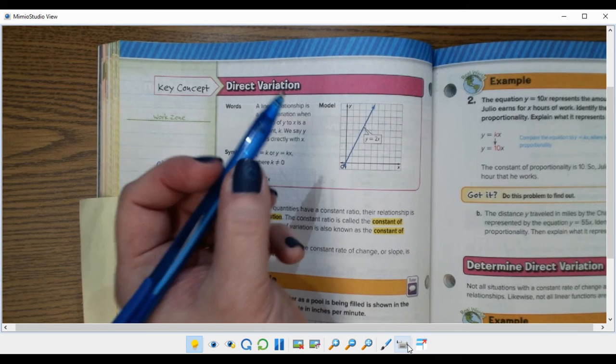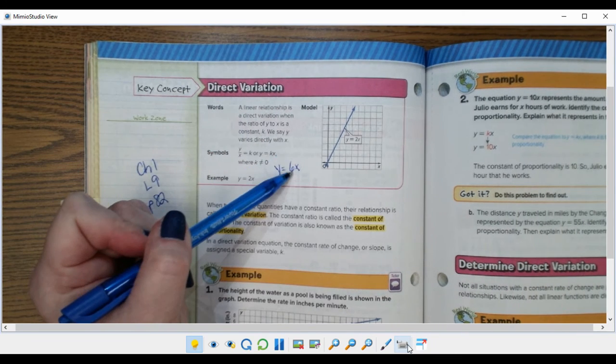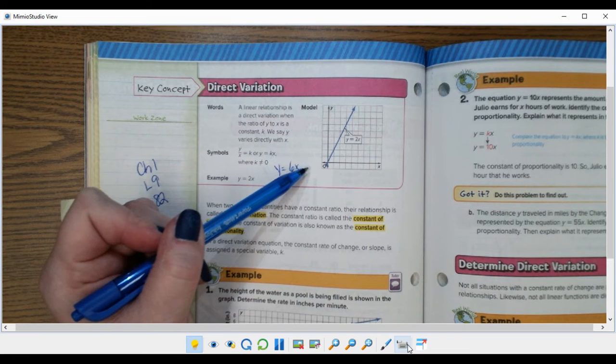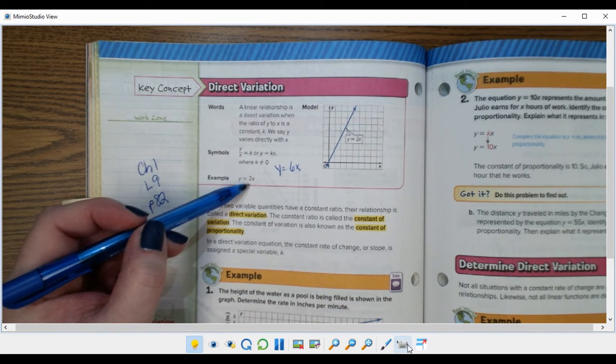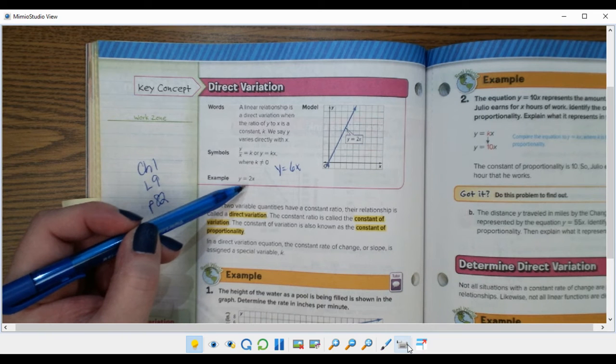So for example, if you saw y equals 6x, that means that your slope is 6 over 1, to be precise. So you would go up 6 over 1, up 6 over 1, up 6 over 1. Okay, they gave us another example here of 2x. That 2 is going to be my rate of change.